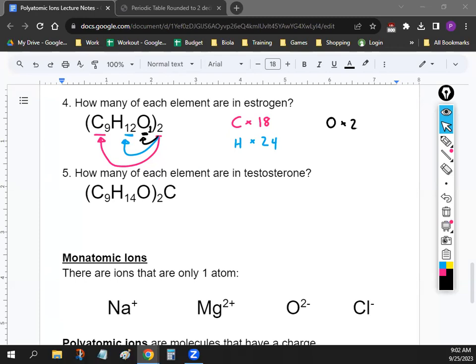Alrighty, guys, so let's count up how many of each element we have. If you take a look inside the parentheses, there's 9 carbon again, right? But there's a 2 on the outside, so we multiply by 2. That gives us 18. But if you look on the outside, there's 1 carbon hanging out by itself, right? So you should have a total of 19 carbons.